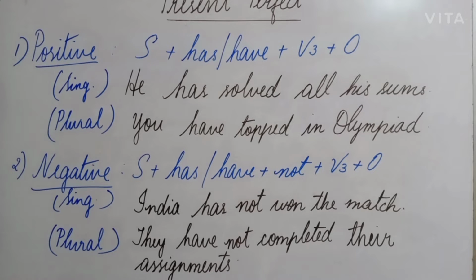In the plural sentence, they have not completed their assignments. Here again, the subject is plural, they. So it is followed by the supporting verb have. Then comes the negative word not and completed. Complete is the base form. Completed, that is a regular verb again. You just have to add ed to it to make it a verb 3 form, and then comes the object. Their assignments is the object.